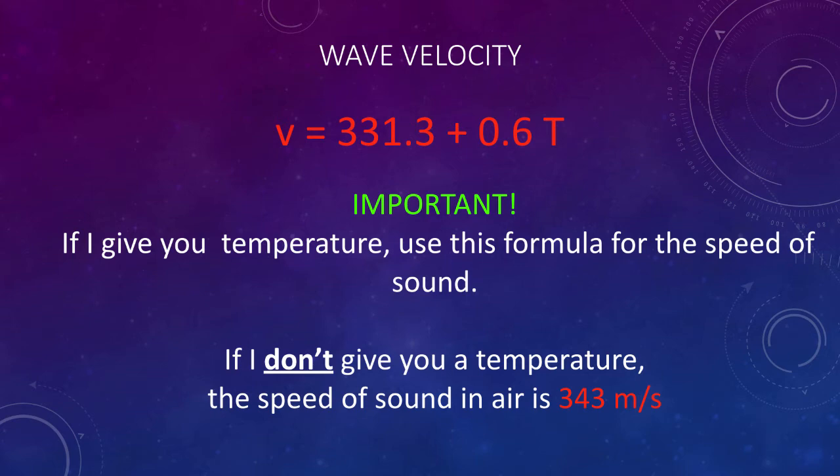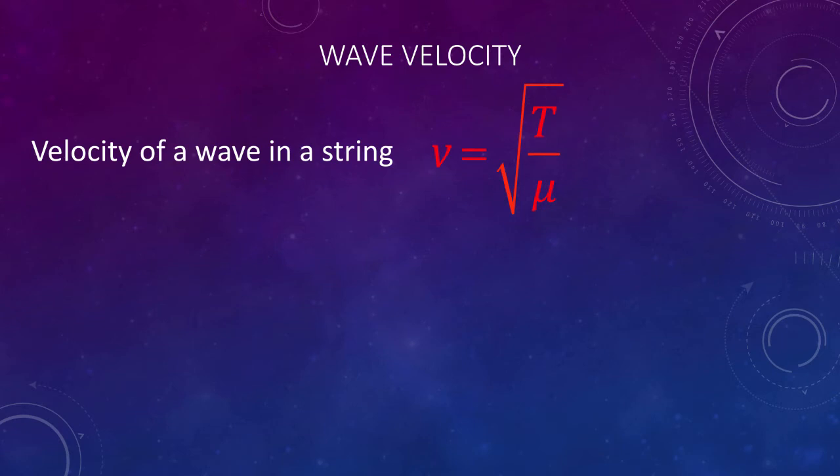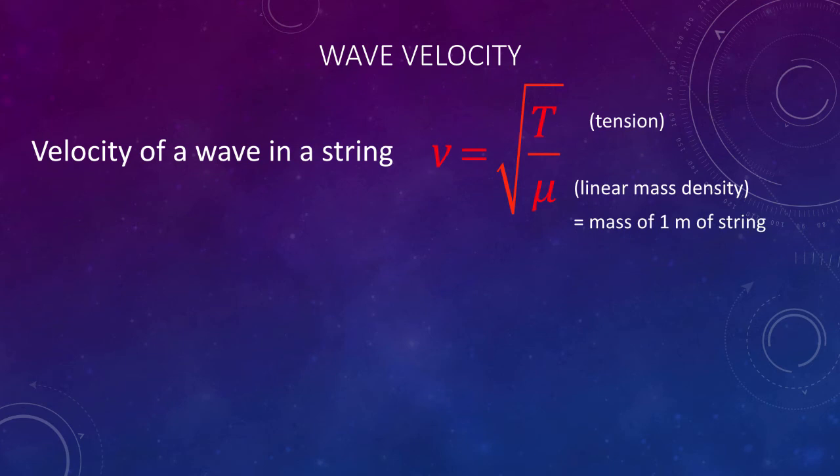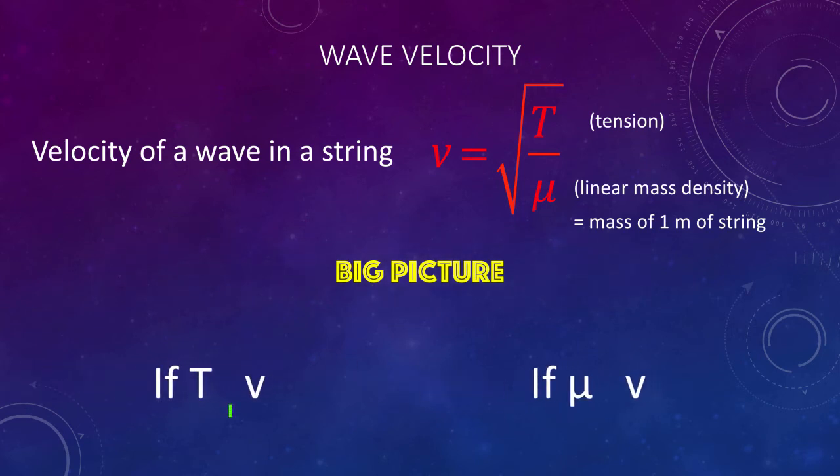Finally, for waves in a string, velocity equals the square root of T over mu, where T is the tension and mu is the mass per unit length, or linear mass density. Mu is measured in kilograms per meter, so you can think of mu as the mass of 1 meter of string. The big picture. The velocity of a wave in a string increases with tension and decreases with the thickness or weight of the string. We will spend a lot of time with strings, so you will need to use this formula.